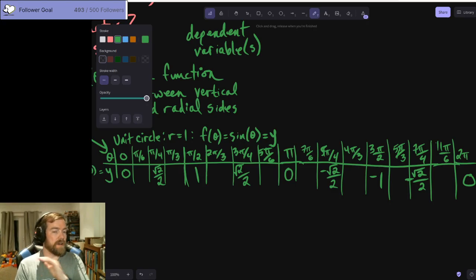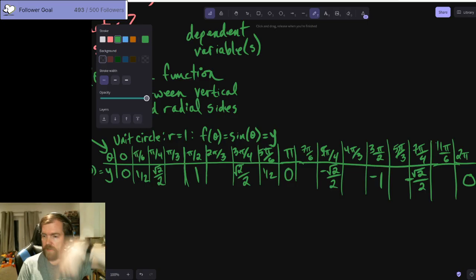Our pi on 6s are low, right? These are 30-degree angles. They're shallow. So these are going to be the short sides of our 30, 60, 90 triangles, which were half. In 7 pi over 6 and 11 pi over 6, they're negative. So again, negative a half.